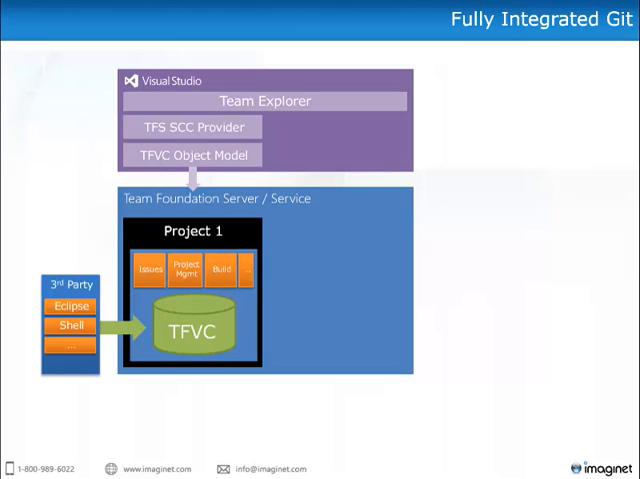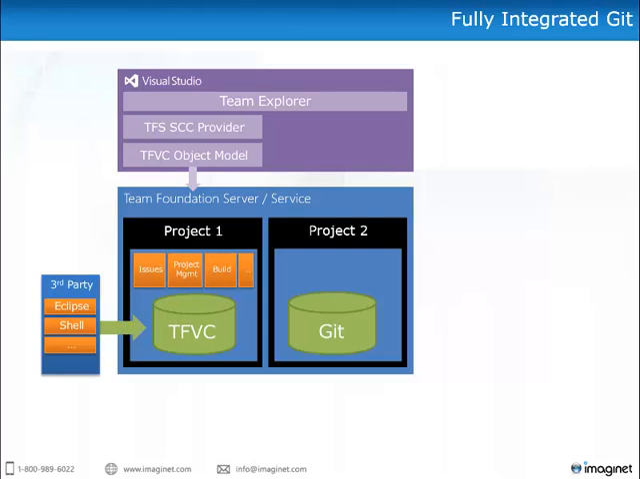Let's look at how TFS and Visual Studio integrate with Git. Here we see a team project called Project 1 that has a central version control repository or TFVC repository. To connect to that TFVC repository, you'd use either Team Explorer or any third-party plugins like the Eclipse Team Explorer Everywhere plugin or Team Foundation Server Power Tools Shell's plugin, and there are other plugins that will allow you to interact with central version control.